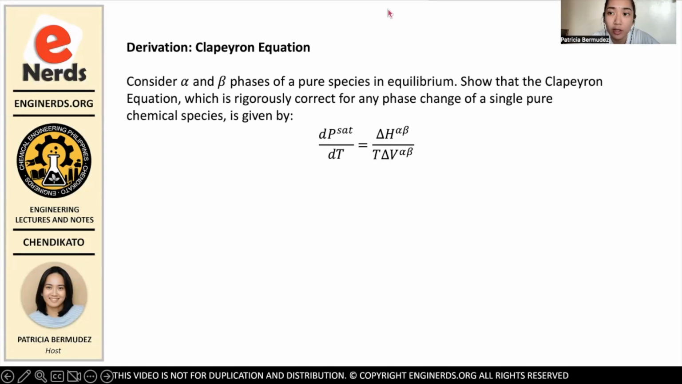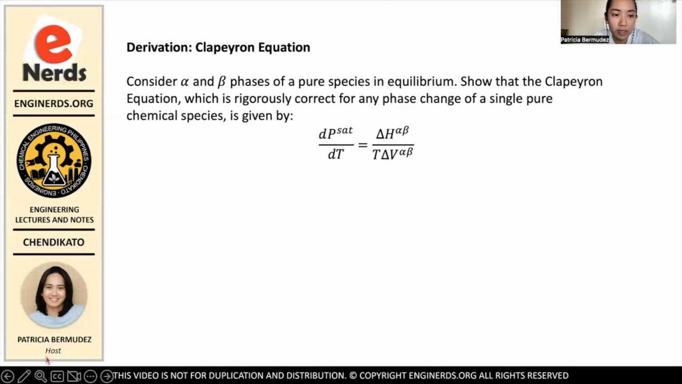And for today's video, we will be deriving the Clapeyron equation. So the problem tells us to consider alpha and beta phases of a pure species in equilibrium. Show that the Clapeyron equation, which is rigorously correct for any phase change of a single pure chemical species, is given by this equation.